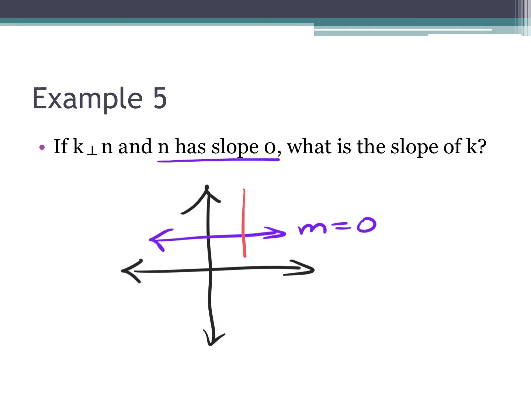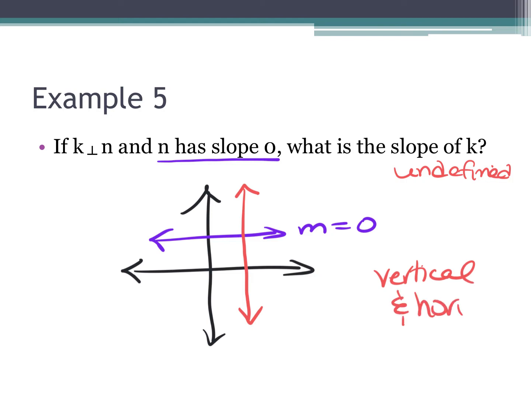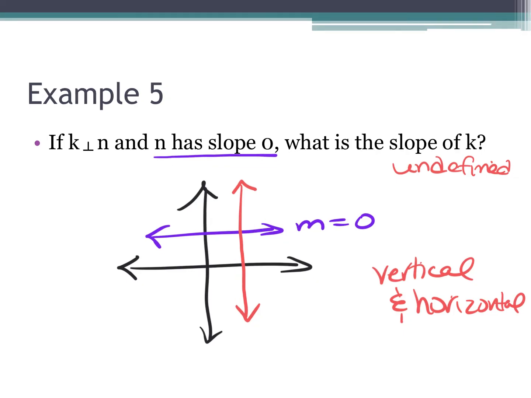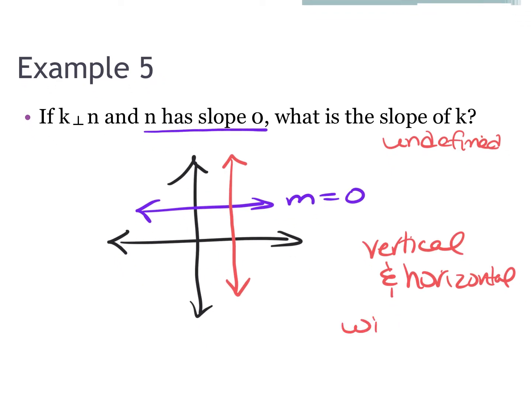perpendicular. And vertical and horizontal lines always together form perpendicular lines. So the slope of K would be undefined. So remember, a vertical and a horizontal line together, when they intersect, will form perpendicular lines. Always. So the red line is undefined.